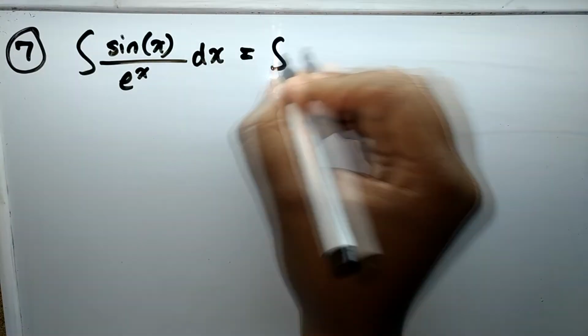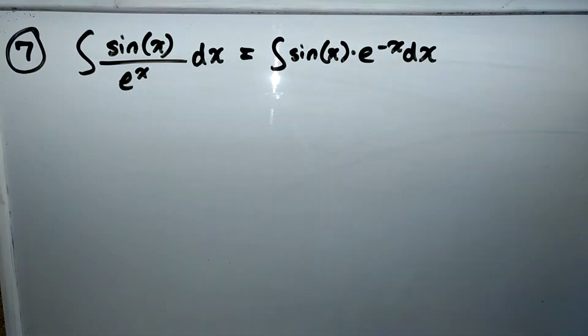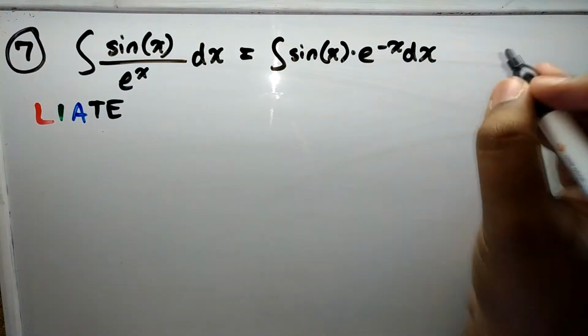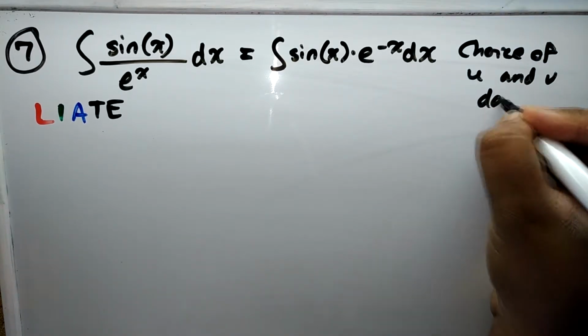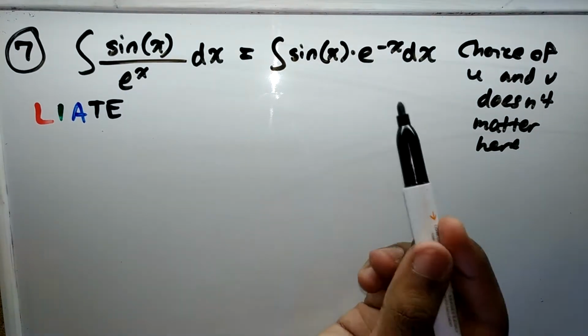So for this example, I'm going to rewrite it as the integral of sine x times e to the negative x dx. And here, if you remember the LIATE rule, if I write it in the colors, the trig and exponential were written in the same colors, which means it doesn't really matter which one you choose for u or dv. So we can choose either sine x or e to the negative x if you want.